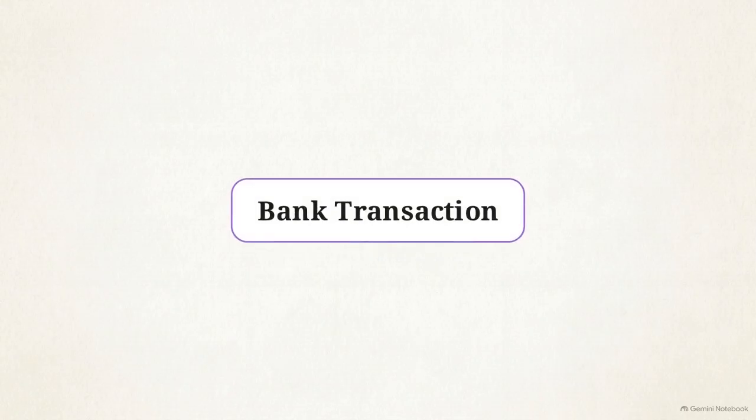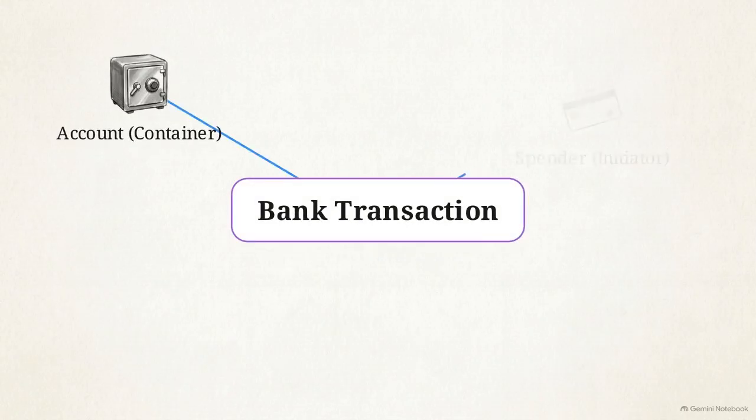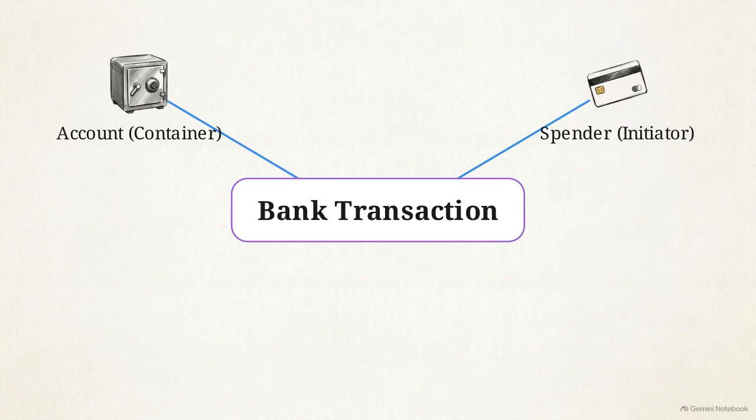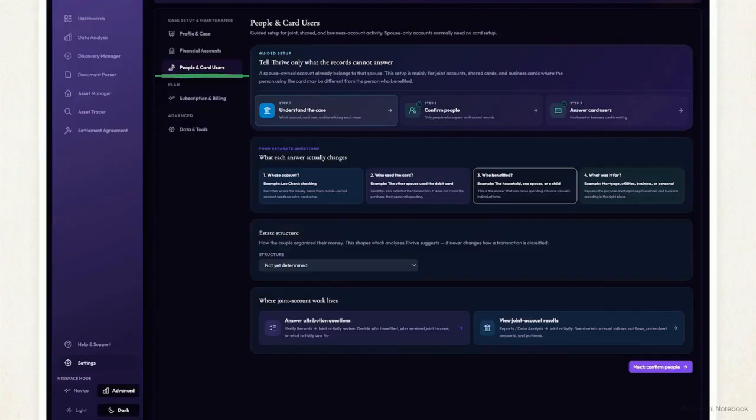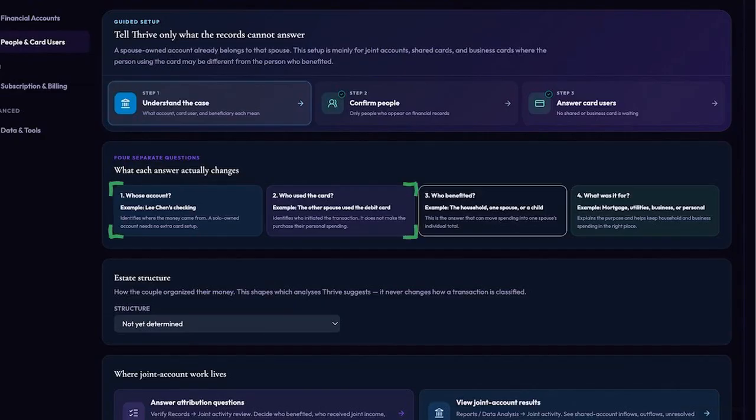We start with a foundational rule. An account is just a container. A debit or credit card tells us who initiated the spending, but neither of these things guarantees who actually benefited from the transaction. To apply this rule, navigate to Settings and select People and Card Users. This screen introduces 4 distinct questions: whose account, who used the card, who benefited, and what was the purpose. This ensures a business expense never accidentally counts as personal spending.